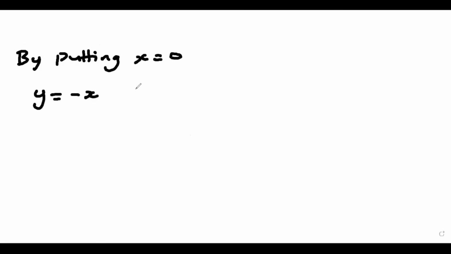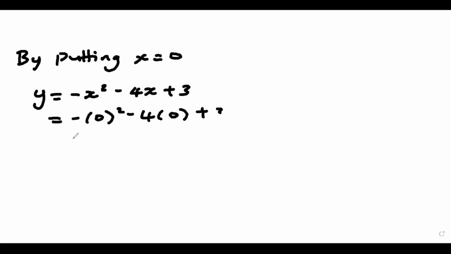And next we need to find the y-intercept, by putting x equal to 0. So we have y is equal to -x squared minus 4x plus 3. So that's -0 squared minus 4 times 0 plus 3. And that gives us the y-intercept to be 3. So the coordinate is (0, 3).